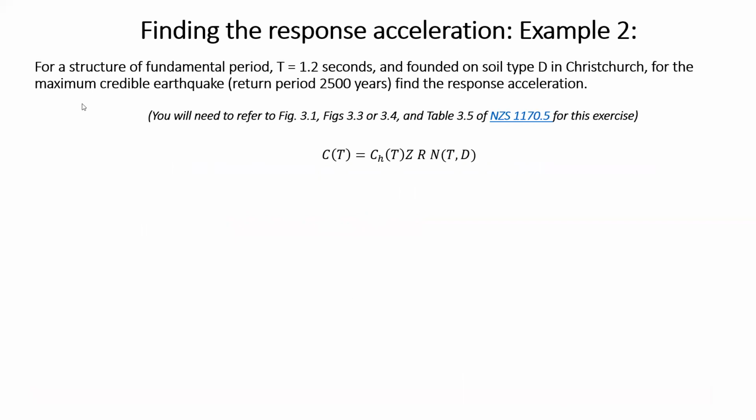Now you guys have a go at this one. For a structure of fundamental period T equals 1.2 seconds, founded on soil type D in Christchurch, for the maximum credible earthquake. This is way more than our design earthquake. We typically use this when we're determining deflections. You have a return period of 2,500 years. Find the response acceleration. Pretty much the same as what we did previously, so you guys give this a go.